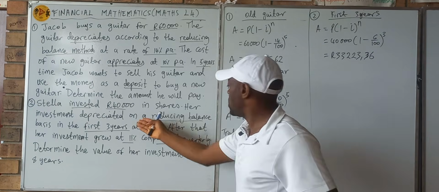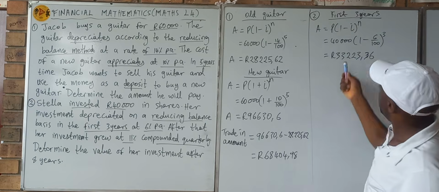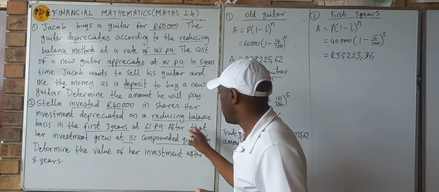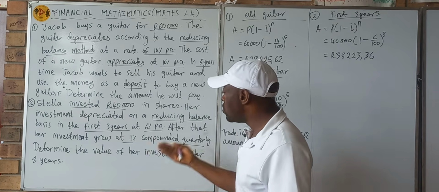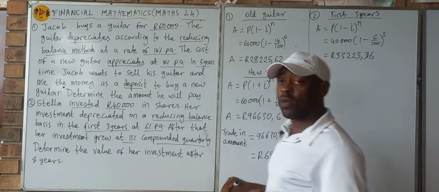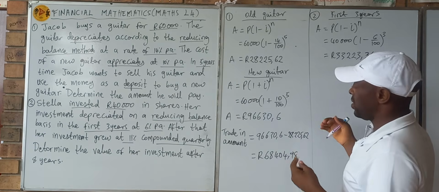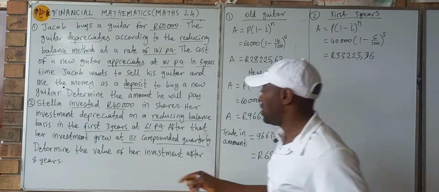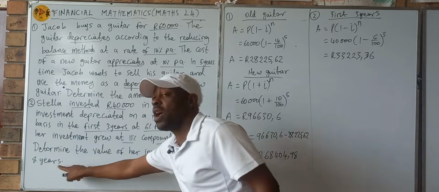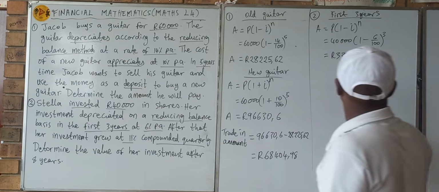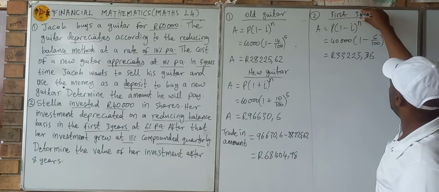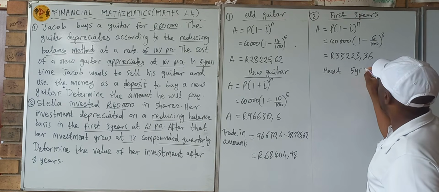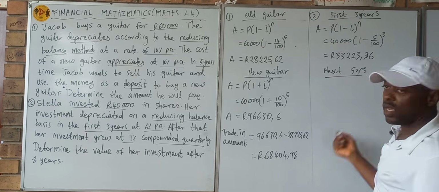So you can see that our shares have actually lost value in the first 3 years. They depreciated on the reducing balance method. They went from 40,000 to 33,000. So we now need to determine, then after that, our investment grew at 11% compounded quarterly. So now we are looking at the next 5 years because we are already done with the first 3 years. We are determining the value of our investment after 8 years. So it means you need to add 5 to get 8. So I was saying next 5 years, so that if I add 5 to 3, I will get 8 years.